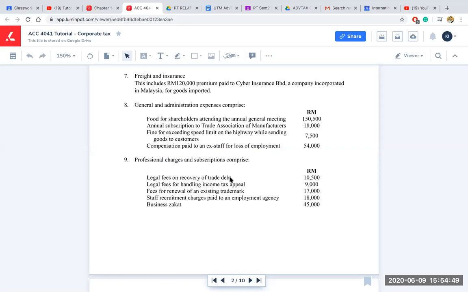Right, Nadim, I have a question. Okay, go ahead. What is the difference between retrenchment payment and compensation? The same. Oh, the same. But according to the textbook, 269, it's not deductible. Where? Come, let's see.